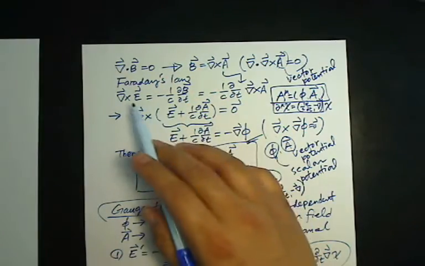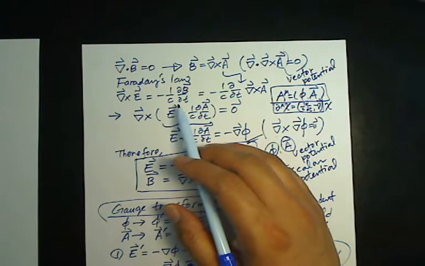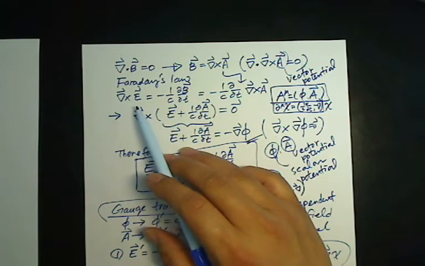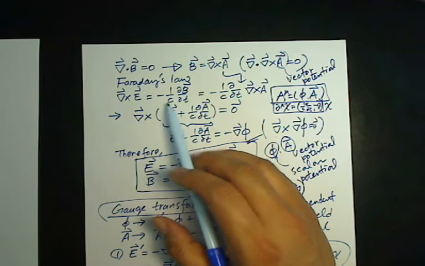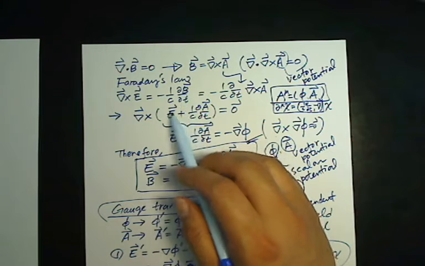Next, we consider Faraday's law in the differential form. The partial differential equation for Faraday's law is curl E equals minus 1 over c times the magnetic field's time derivative.